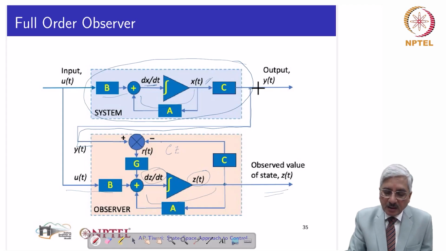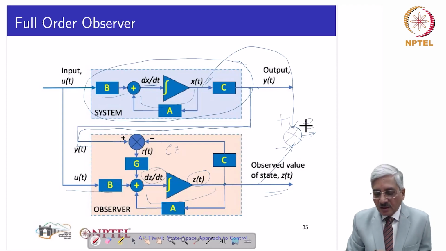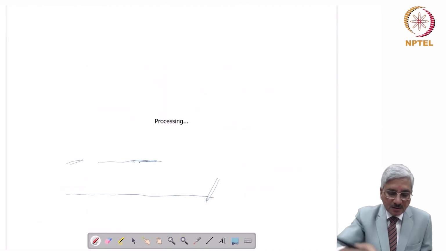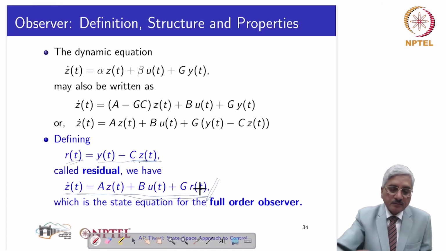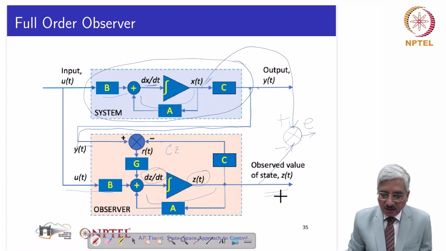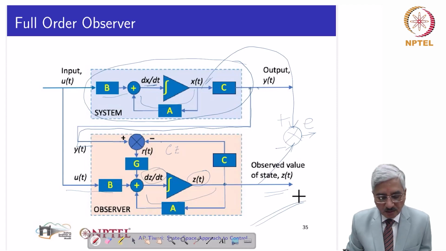And if we pick up this state X and this Z, and see X minus Z, which was defined as E in our slides, this E will go to 0 asymptotically. That will be ensured by those observer equations, which are here, the implementation of which will be done by this diagram. This is the full order observer.